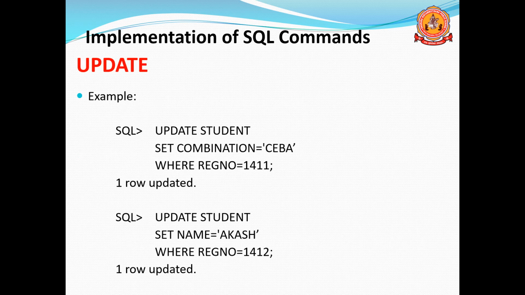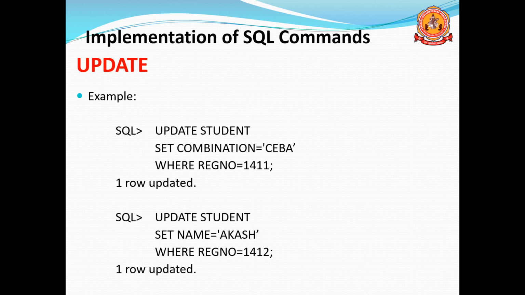Here is the example. Here you can see the example. SQL, first example here, update student, set combination. You have to set the combination CEBA, where register number equal to 1411. Means we are going to update the combination of one student. For example, you want to change from PCMB to science to commerce.